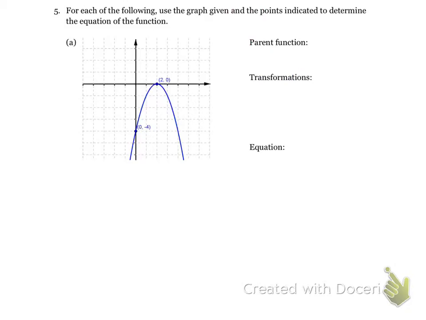Okay, so these next ones are a little bit different. We're going to start with 5a. So the first thing to identify is the parent function, and this is a quadratic, or the squaring function, however you want to say it.